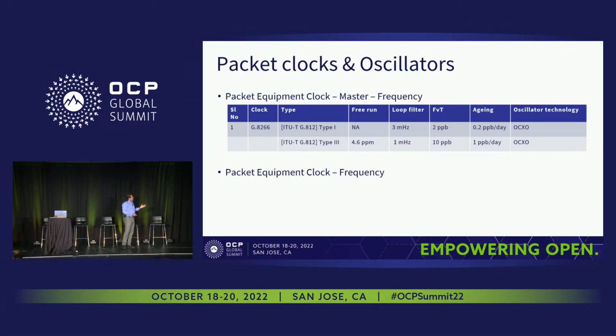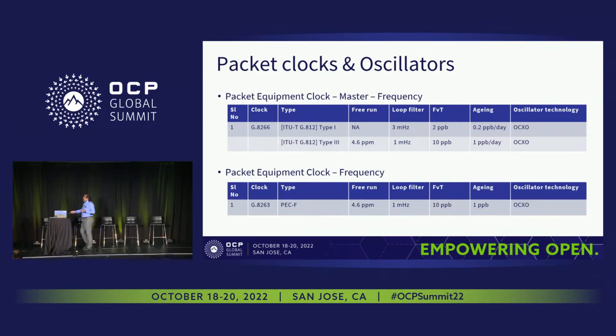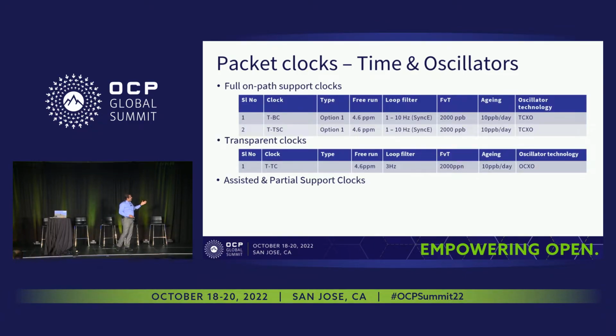If you look at the packet clocks, we have a packet equipment clock. This was the original packet clock that was designed based on the G.8263, and the master clock of that is G.8266. And if you see the G.8263, then it is requiring a 10 ppb frequency versus temperature stability and aging of 1 ppb. So mostly an OCXO is required at this time in order to meet this level of accuracy. Similarly, as we move on, we have the full on-path support. This is the G.8273.2 type of clocks that is talking about the T-BC and T-TSC needing to have a certain level of stability.